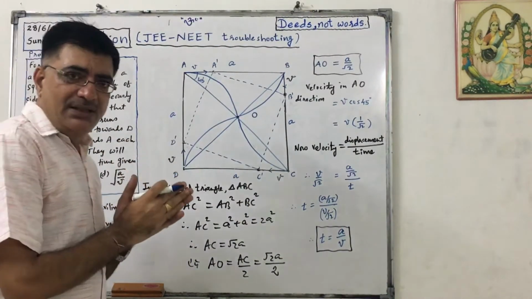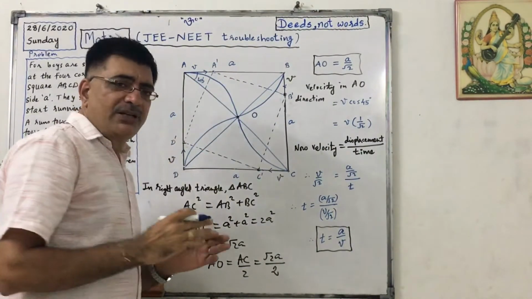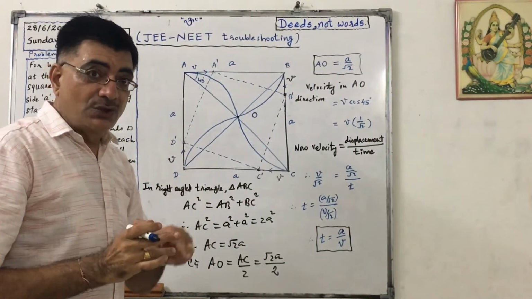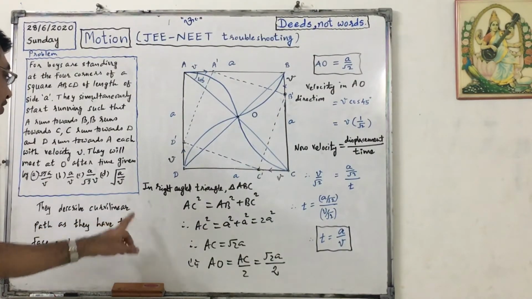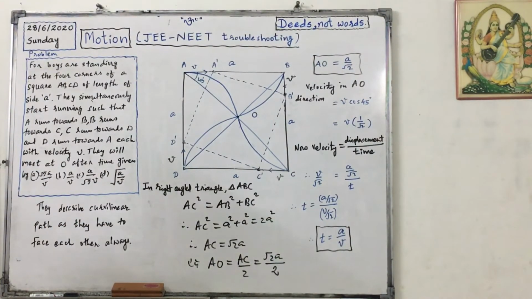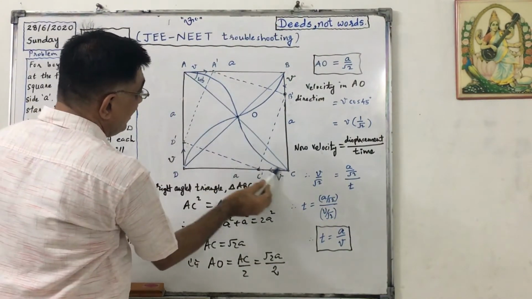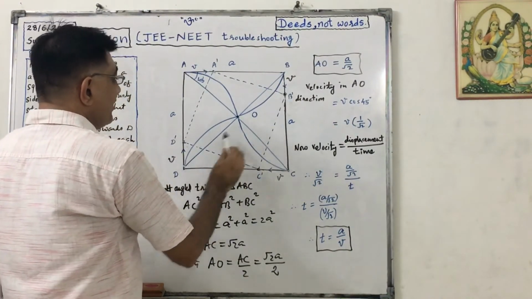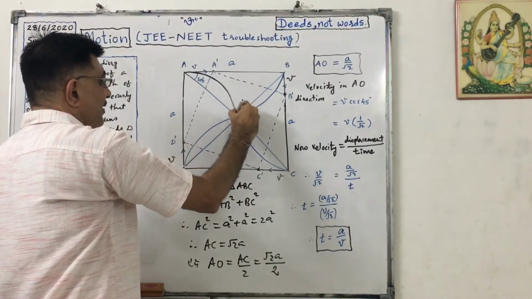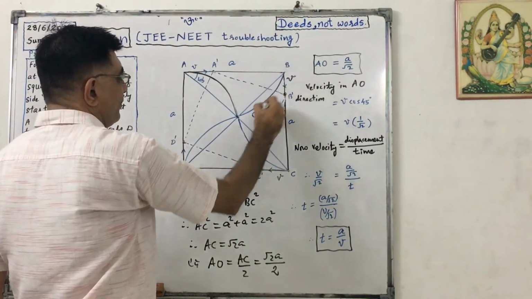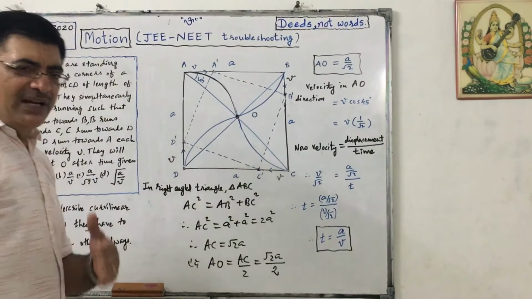By this logic, the square inside will become smaller and smaller, and actually the path described by them will be curvilinear. Curvilinear means this is the path. So finally, they will meet at O. This is the path of A. Similarly, this is the path of B, this is the path of C, this is the path of D. They will meet at O. We have to just find out the time.